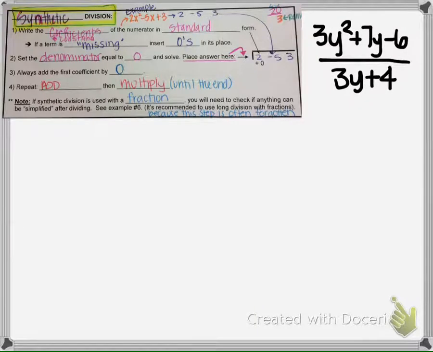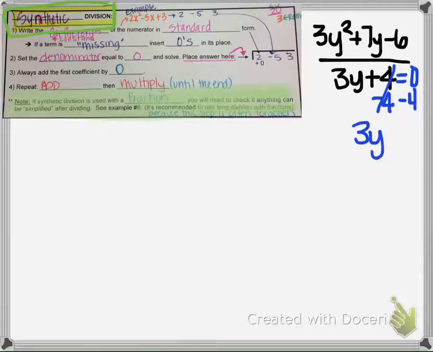Okay, so now we're going to try it using the synthetic division method. However, as we see in our notes here, it is not recommended to use synthetic division for a problem like this, and let's talk about why. So we take the denominator and set it equal to 0 and solve. So we're going to subtract 4, and then we're going to divide by 3.